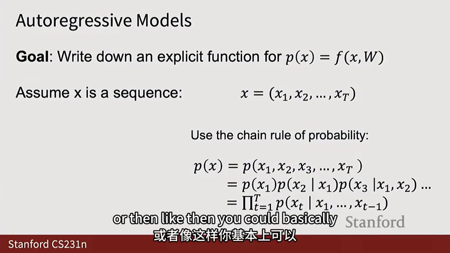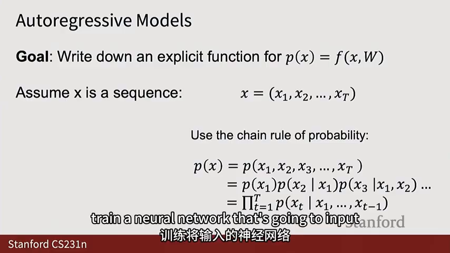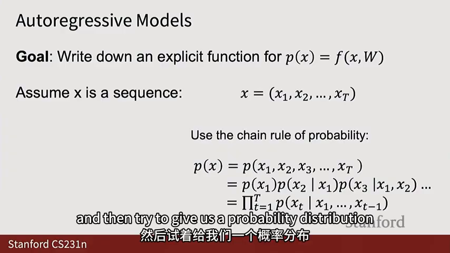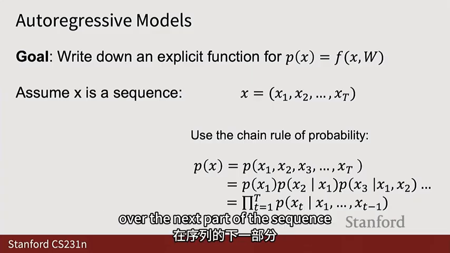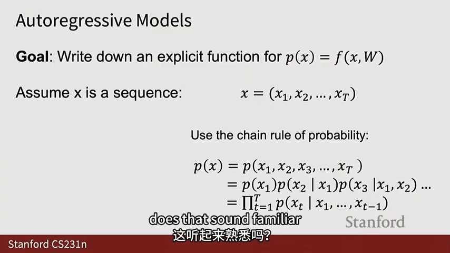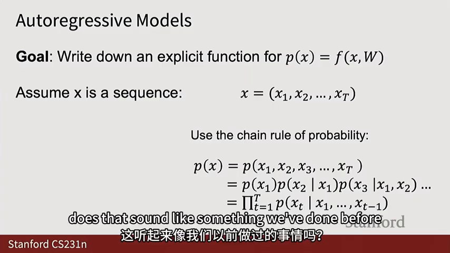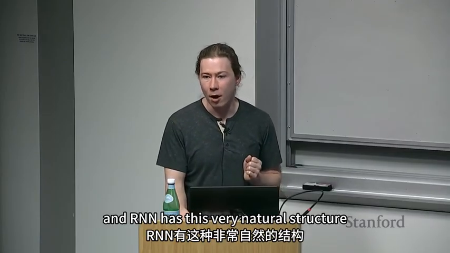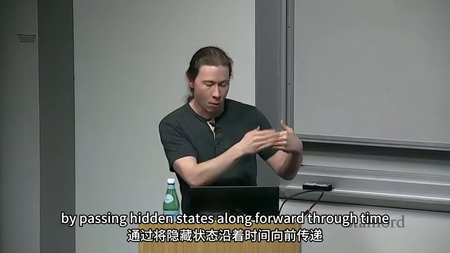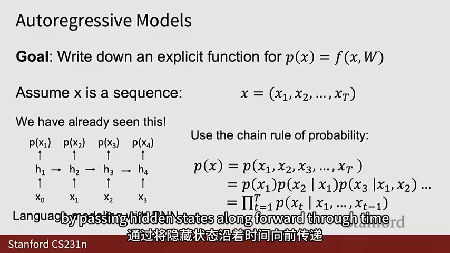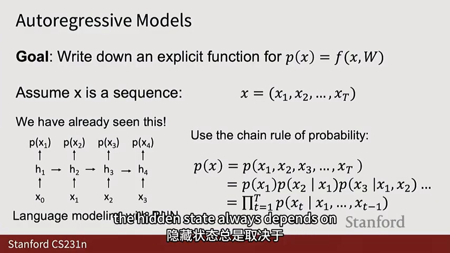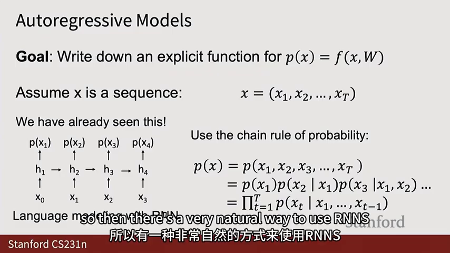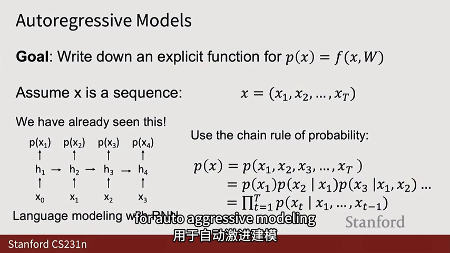Then you could train a neural network that inputs the previous part of the sequence and gives us a probability distribution over the next part of the sequence. Does that sound familiar? Does that sound like something we've done before? RNNs, yes. That's exactly what an RNN is doing. An RNN has this very natural structure that, by passing hidden states forward through time, the hidden state always depends on the beginning of the sequence up to the current point. So there's a very natural way to use RNNs for autoregressive modeling.